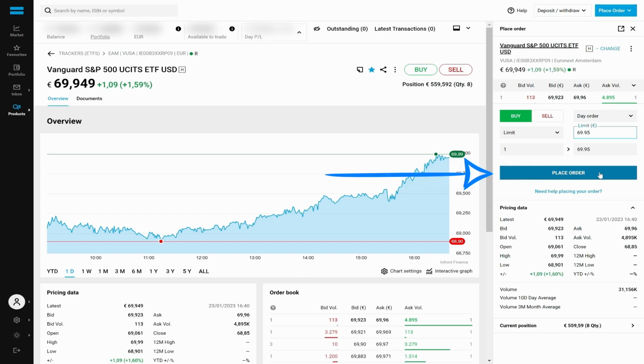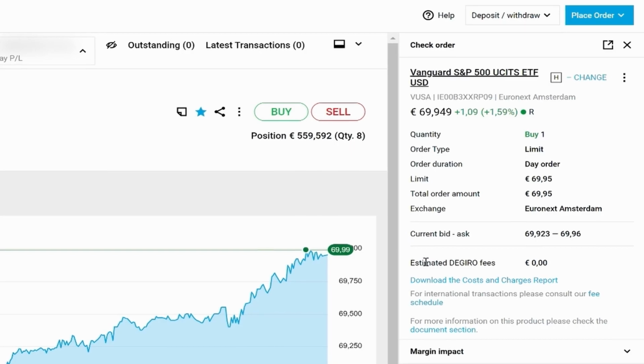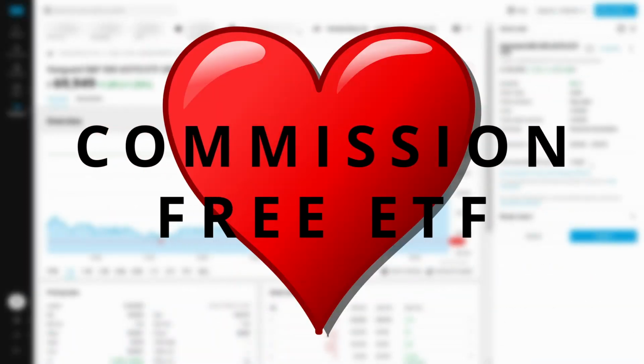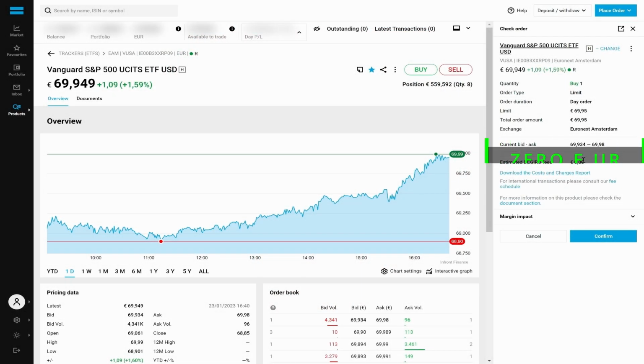Let's place the order. So that's what I'm going to be doing now. I'm going to place the order. About the DEGIRO fees, as you can see, because it's part of the free selection of DEGIRO, we are going to be paying 0 euros in fees. I'm going to be buying 1 share, which is perfect. So now we're going to say confirm.